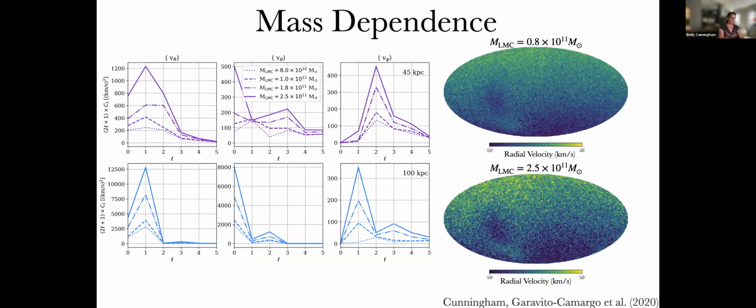Furthermore, we can use the angular power spectrum to demonstrate the fact that different mass LMCs will have different influence on the Milky Way's velocity field. So here I'm showing you the radial velocity maps for the least massive LMC that Nico tested, which is 0.8 times 10 to the 11, up to his most massive LMC that he tested, which is 2.5 times 10 to the 11. And we can see that while the shapes of the power spectra are pretty consistent, the magnitude scales with mass as we would expect.